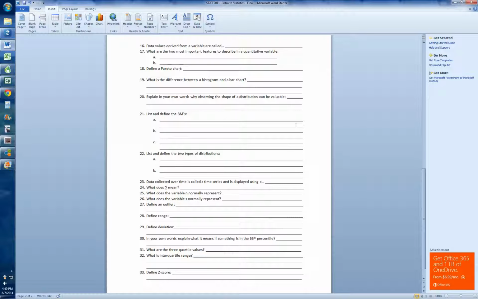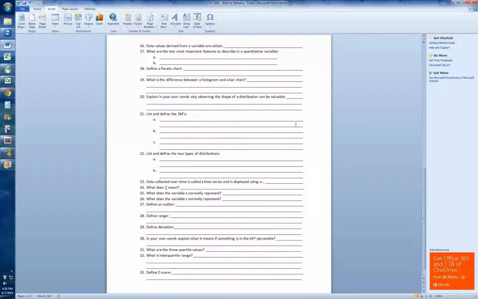Number 19, what is the difference between a histogram and a bar chart? Well, a histogram is basically like a bar chart, but it's for quantitative variables. So the bar chart would be more for your categorical variables, right? And if you make a bar chart for quantitative variables where it's just numbers, it's actually called a histogram, right?